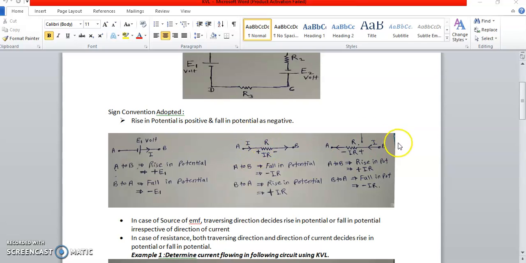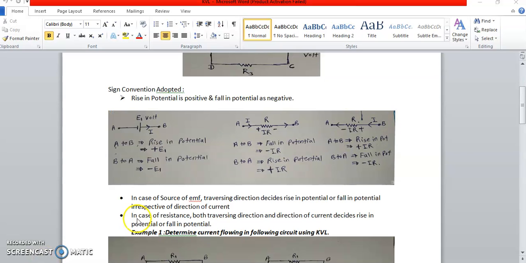Now consider the same case here. The only thing we do here is, we assume the current flows from terminal B to terminal A. As current flows from B to A, this terminal will be positive and this terminal will be negative. Now, while traversing from A to B, there is a rise in potential and it will be written as plus I into R. And while traversing from B to A, there is a fall in potential and it will be written as minus I into R.